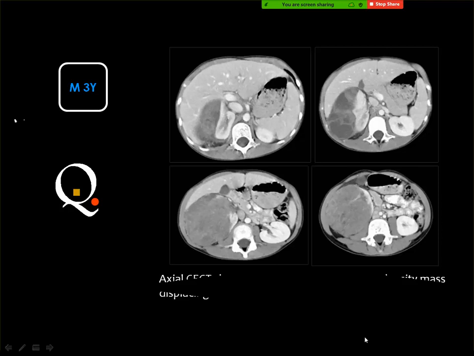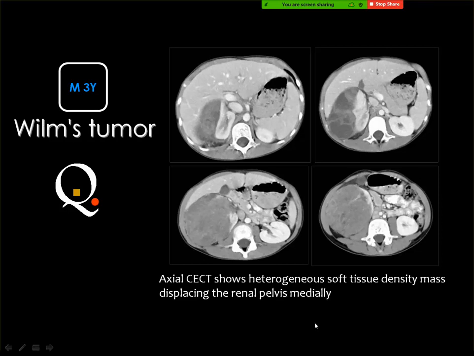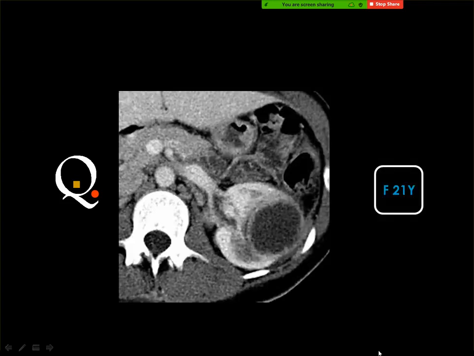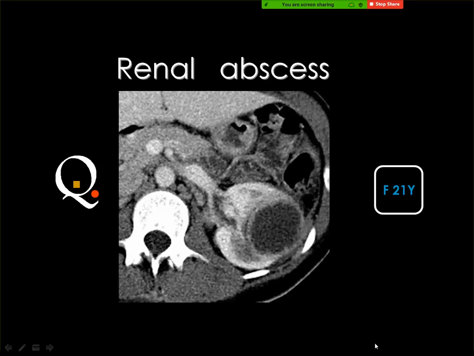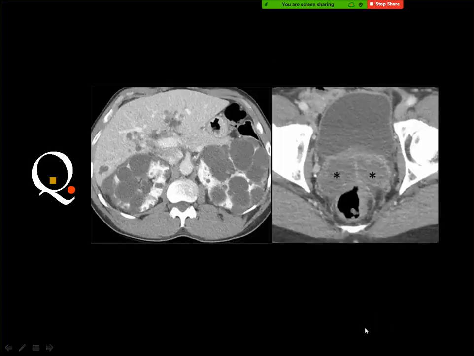Wilms tumor. Yes, and this is a solid mass originating from the right kidney in a pediatric age group, diagnostic of Wilms tumor. Renal abscess. Very good. And this is renal abscess. You got enhancement of the wall and the lesional edema in the adjacent renal parenchyma, some stranding and thickening of the Gerota fascia, diagnostic of an inflammatory lesion.